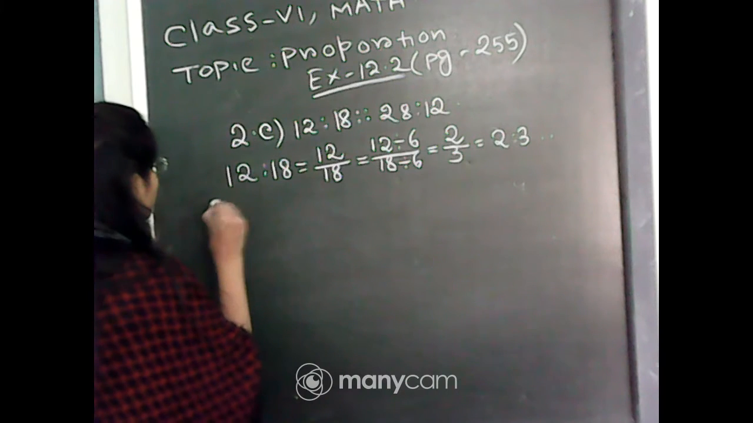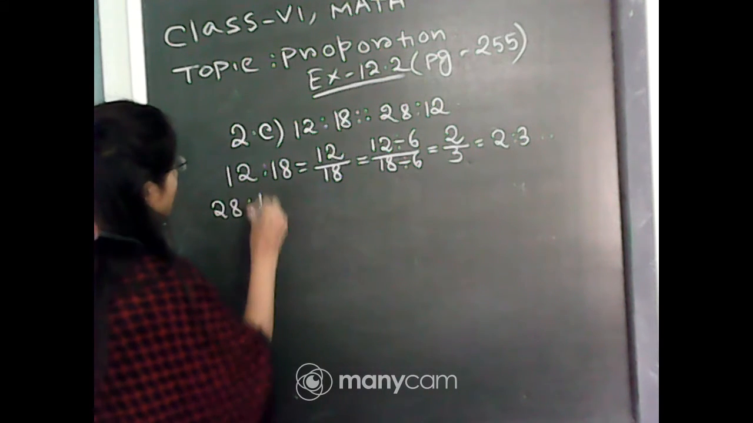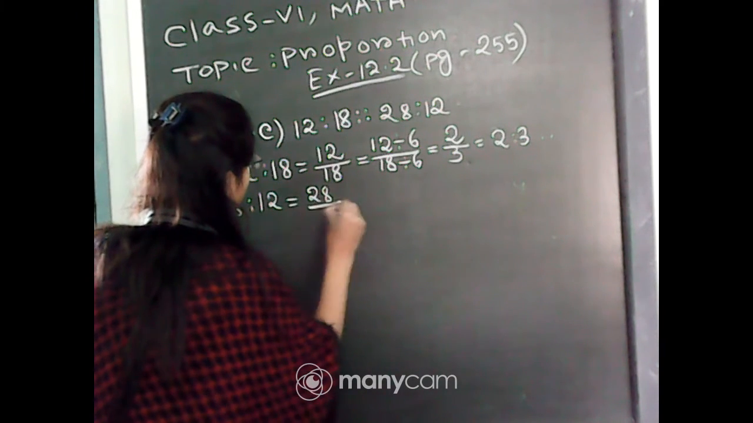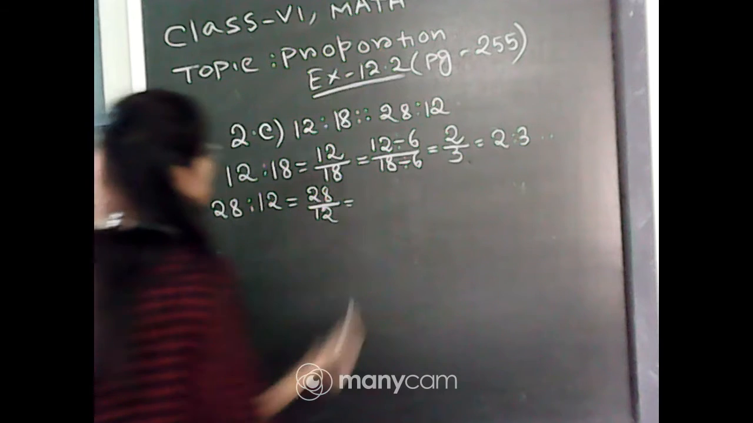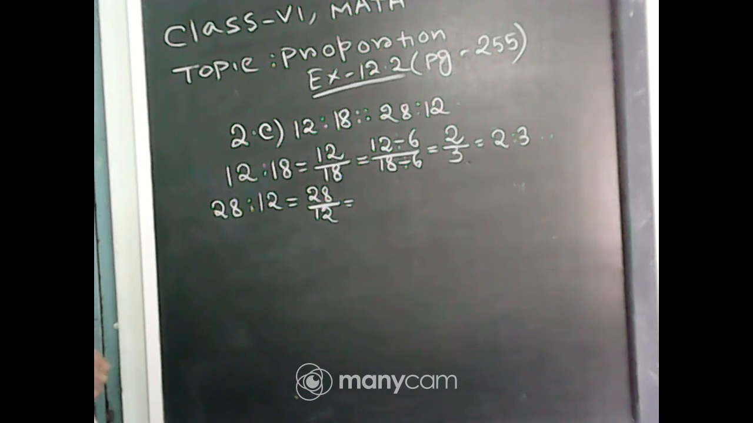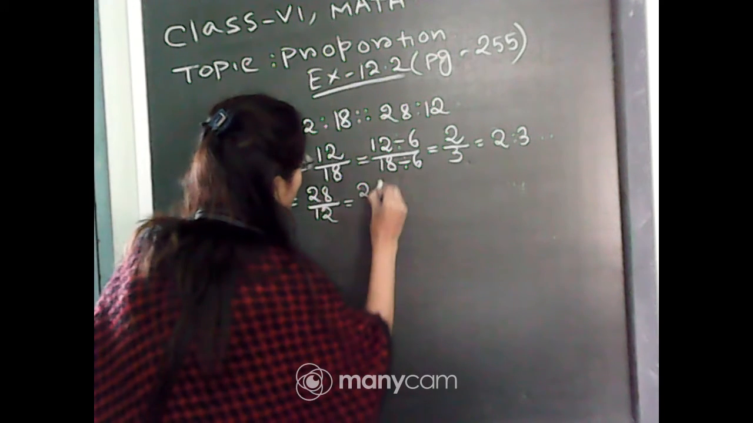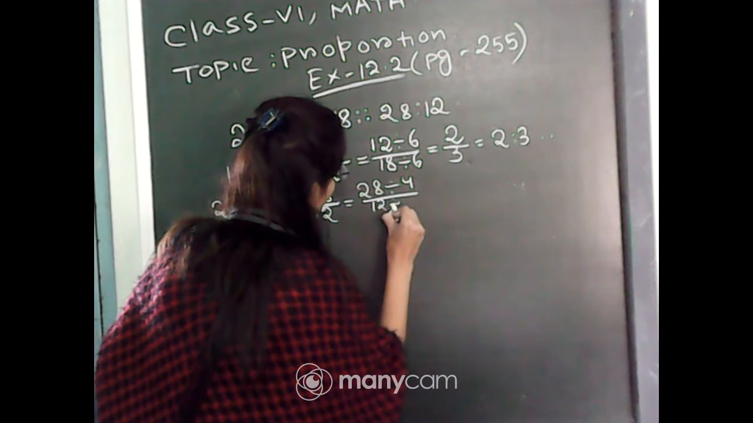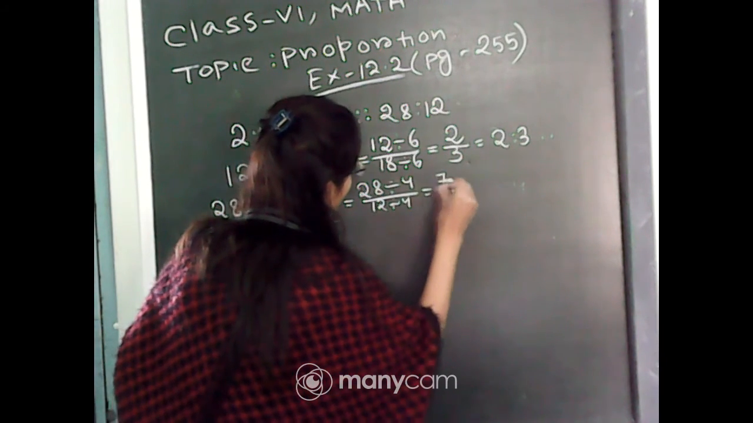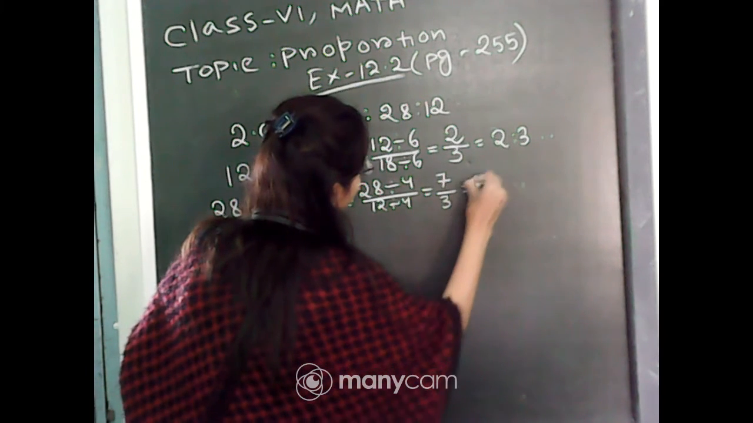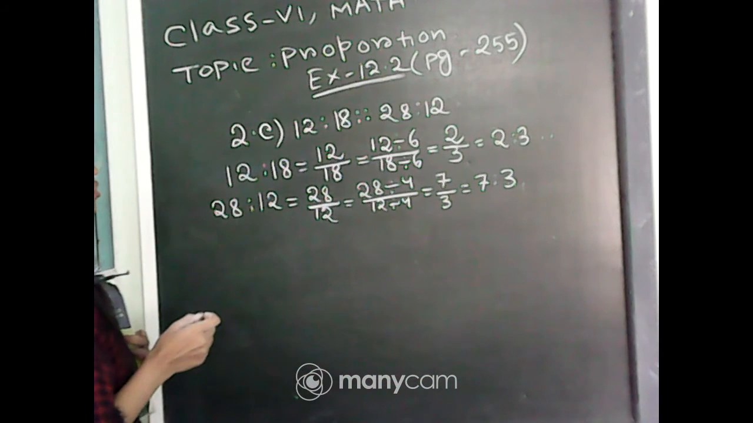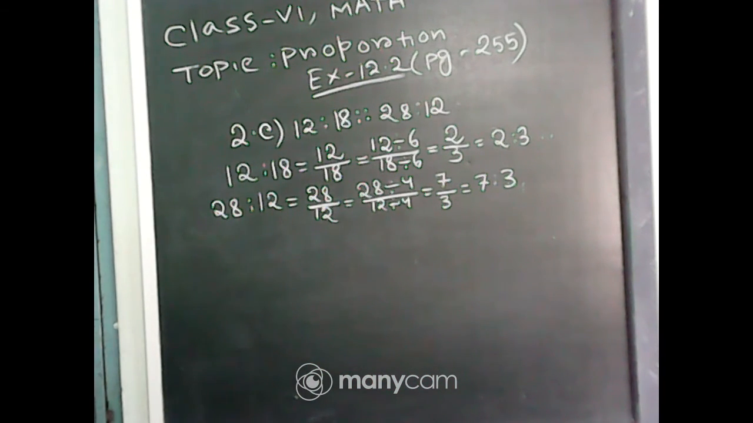Again, we find the ratio of 28 and 12, and we can write this as 28 divided by 12. The HCF of 28 and 12 is 4. Therefore, we divide both the numerator and the denominator by 4, and we get 7 divided by 3, that is 7 is to 3. Here the ratios are not equal, so the quantities are not in proportion.